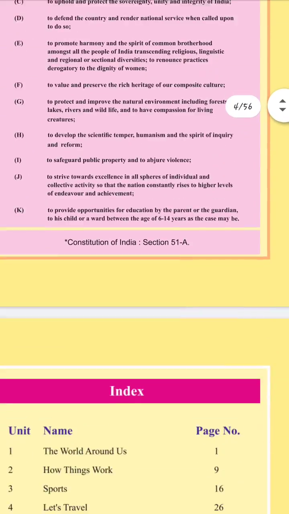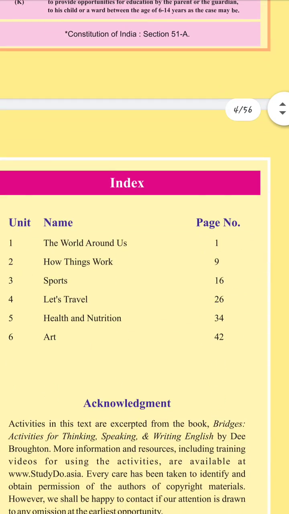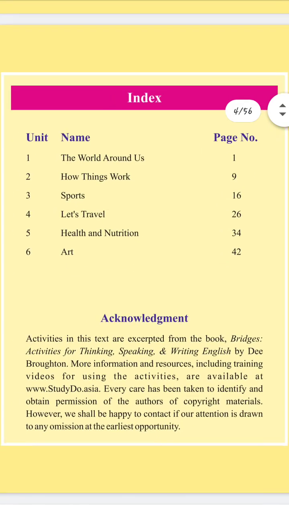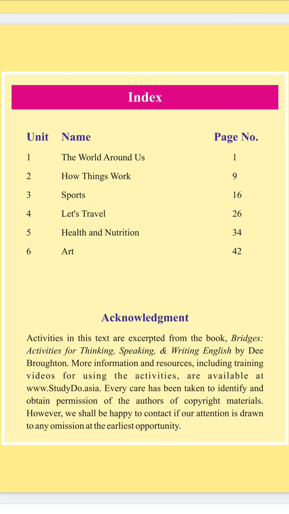The first chapter is about the world around us. The second chapter will be how things work. The next chapter will be sports, that is the third one. Let's travel, that is the fourth chapter. Health and nutrition will be the fifth, and sixth chapter will be art.